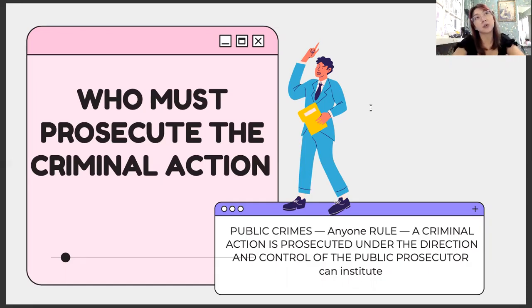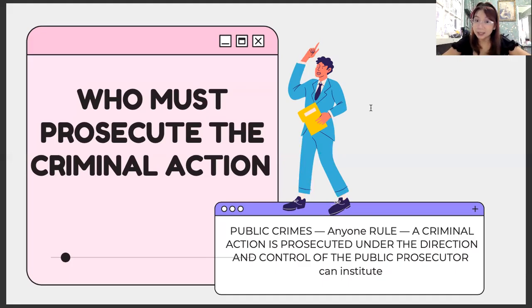So what again are the duties of the public prosecutor? First, it's to conduct preliminary investigation. Second, it's to prosecute a case. What if the public prosecutor is absent in the prosecution of the criminal action? The criminal action cannot proceed. The private prosecutor cannot proceed with the trial of the case. The hearing will be cancelled, and if the hearing continues despite his absence, the proceedings will be considered null and void.